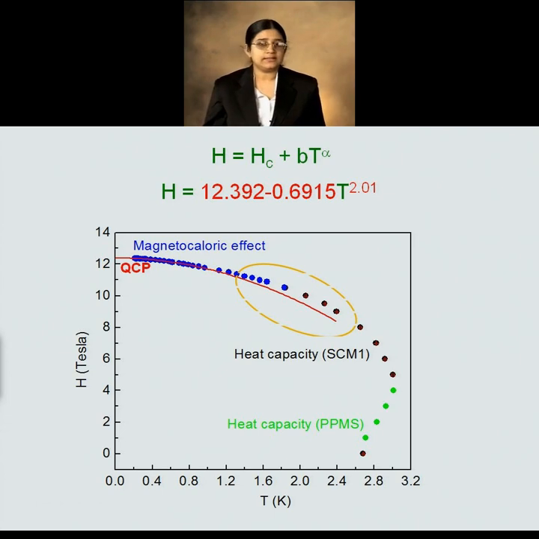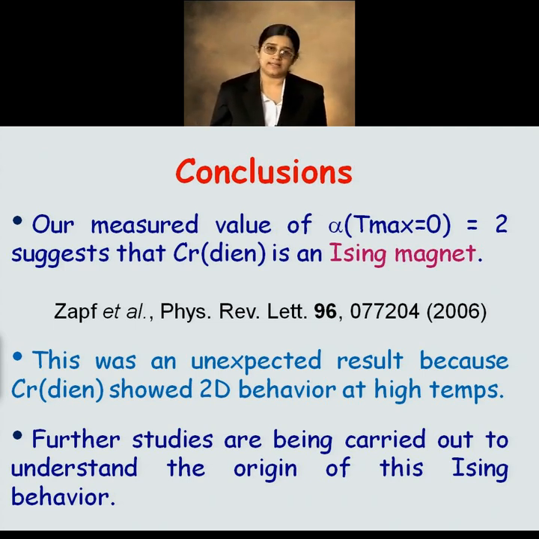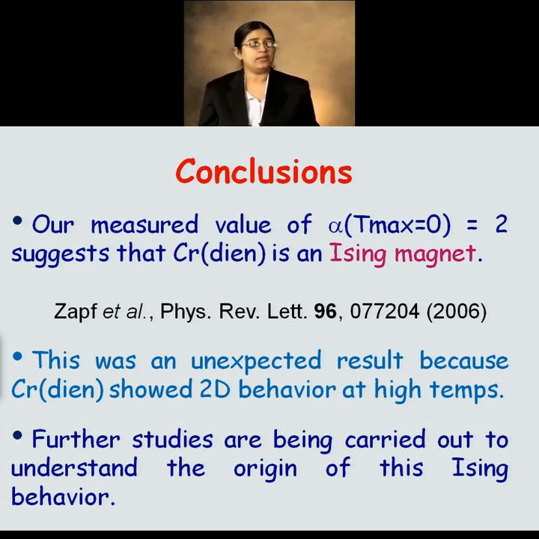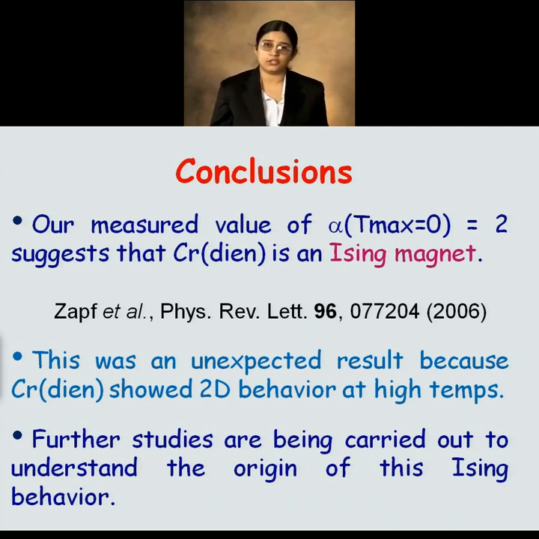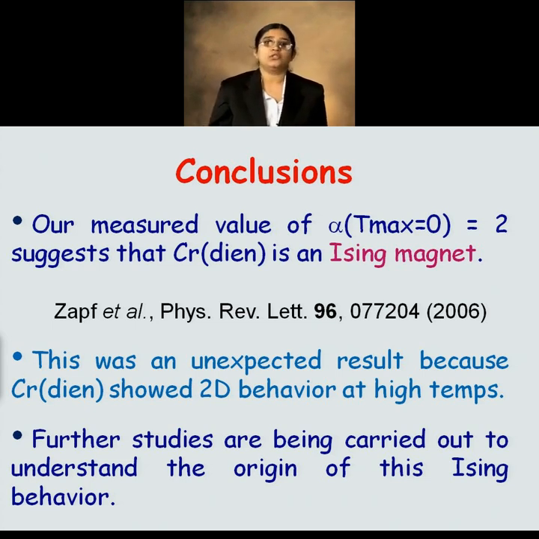Another thing to be noticed here is that the red curve starts deviating from the measured curve beyond 1.2 Kelvin, which shows that our quantum critical regime exists only within about 1.2 degrees of absolute zero. In conclusion, our measured value of alpha equal to 2 suggests that chromium-diene is an Ising magnet. This was an unexpected result because chromium-diene showed two-dimensional behavior at high temperatures. Further studies are being carried out to understand the origin of this Ising behavior.